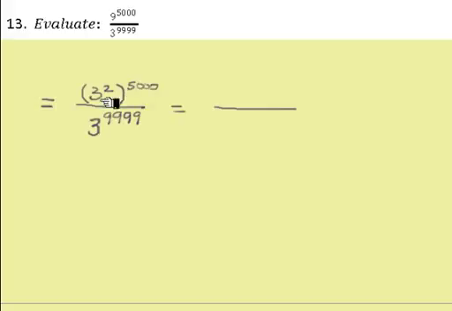Open parentheses by multiplying these exponents, and here in the numerator we get 3 to the 10,000. In the denominator, 3 to the 9,999. So now we can just subtract our exponents. 10,000 minus 9,999 is 1. So we get 3 to the 1, or 3.